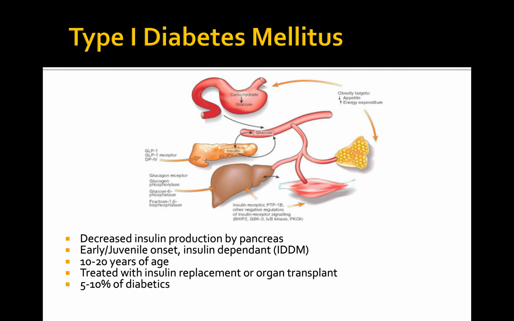There's two types of diabetes. Type 1 diabetes is associated with decreased insulin production from the pancreas. It's early or juvenile onset. It's insulin dependent because the pancreas isn't producing insulin. It usually afflicts those of younger age, and it's oftentimes treated with insulin replacement and, more recently, organ transplantation. It's a relatively small percentage of those with diabetes. Only about 10% of diabetics are type 1.